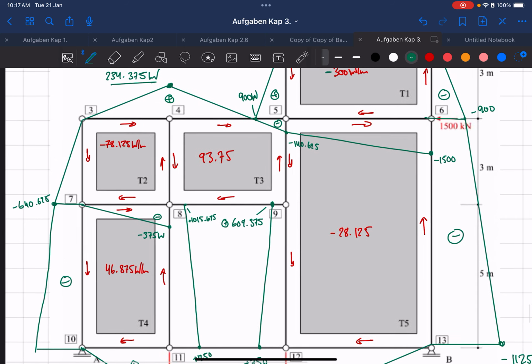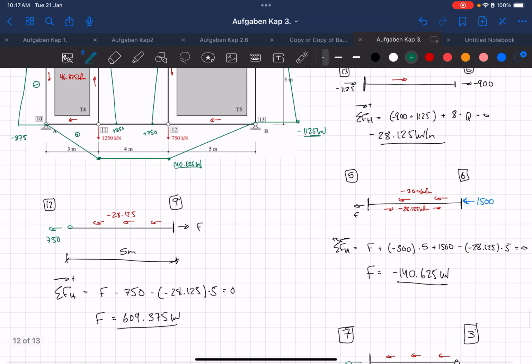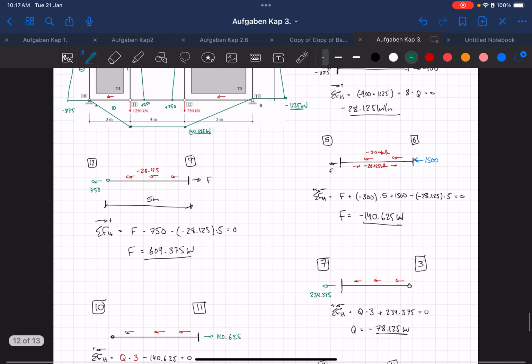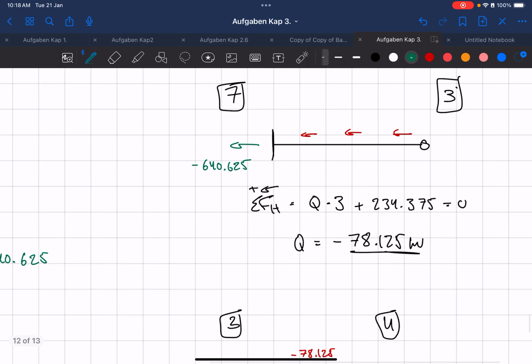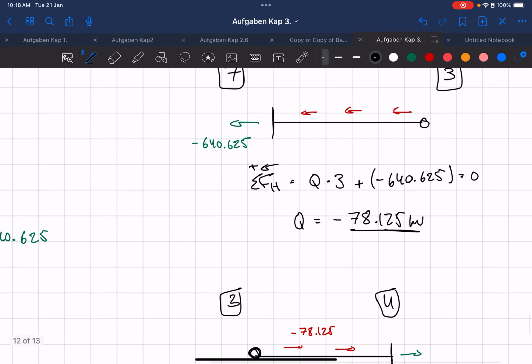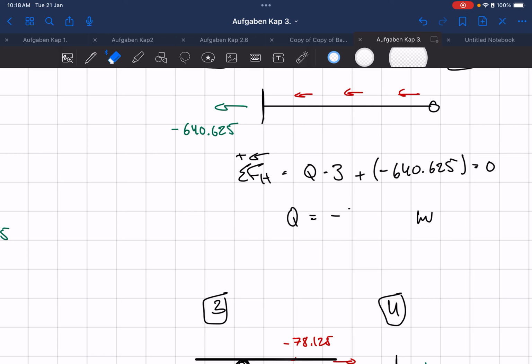So, and then I have to go to 37. Yeah, and this would be then minus 640.625. So it would be Q times 3 plus minus 640.625 plus 0. Ooh, a bit of a weird number compared to everything else so far. 213.542 kilonewton per meter.